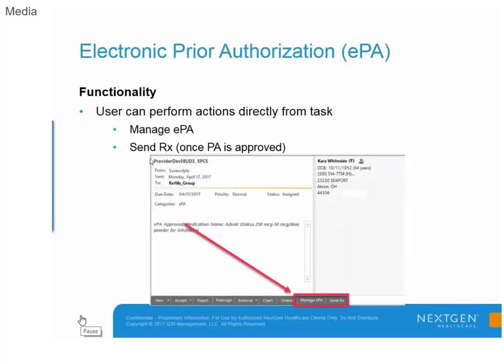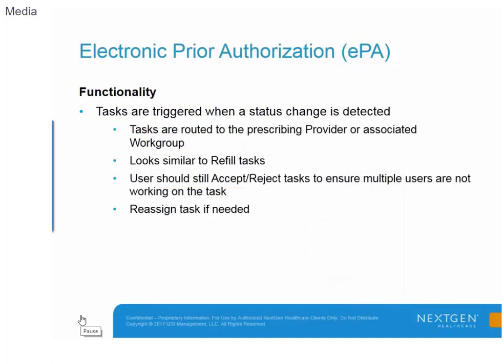So therefore, the user will receive a task for the various actions, not just the question set, but approvals, denials, initiating appeals. Any of that information can be seen in the tasks, and you'll be able to perform the same actions from your task directly. So manage EPA is accessible here, and send RX for once your PA is approved or possibly even denied. So all of that is initiated from the task list, making it a lot easier to manage and to know when it's come in. And again, as I mentioned, those tasks are triggered when the status is changed.